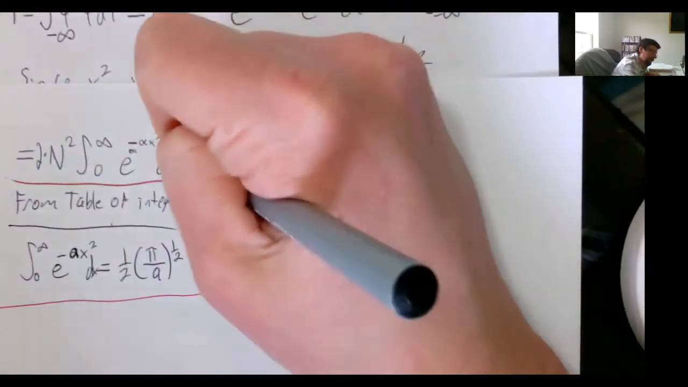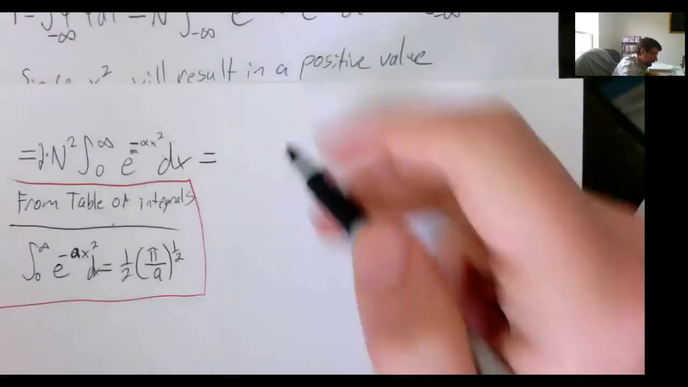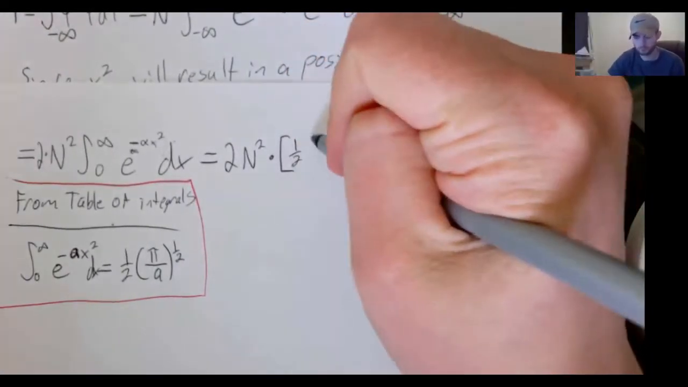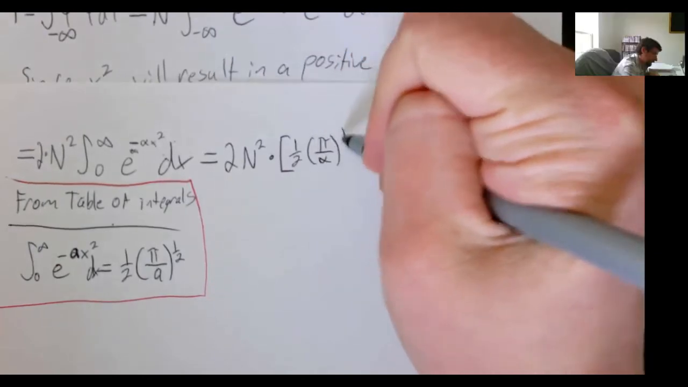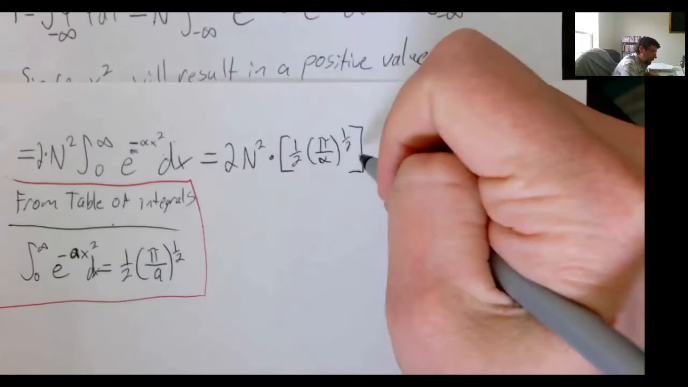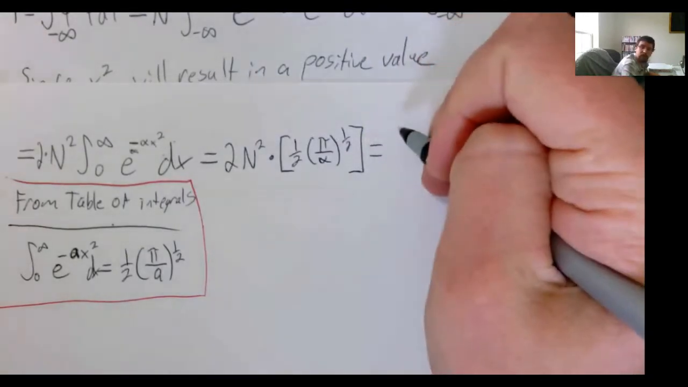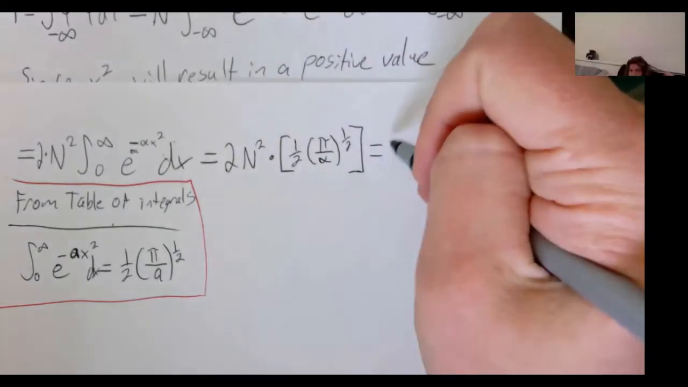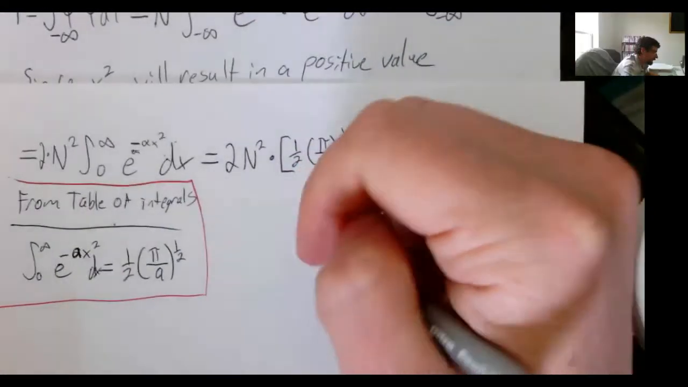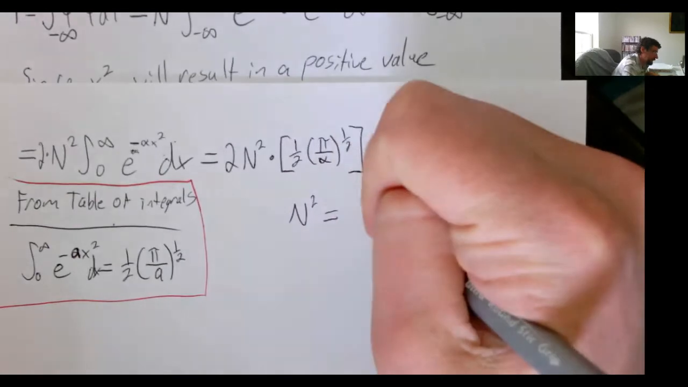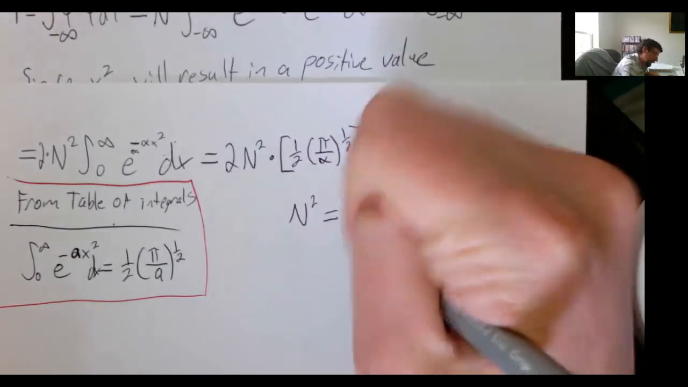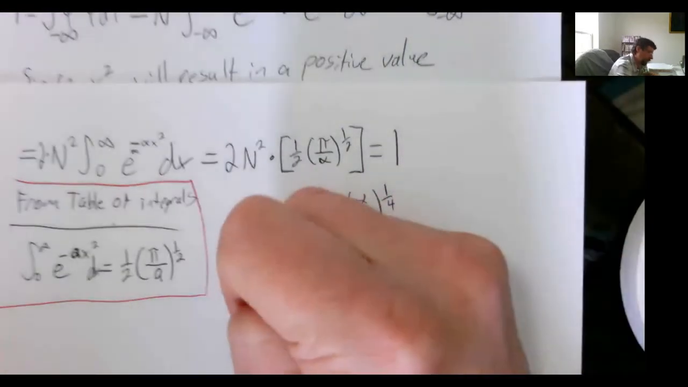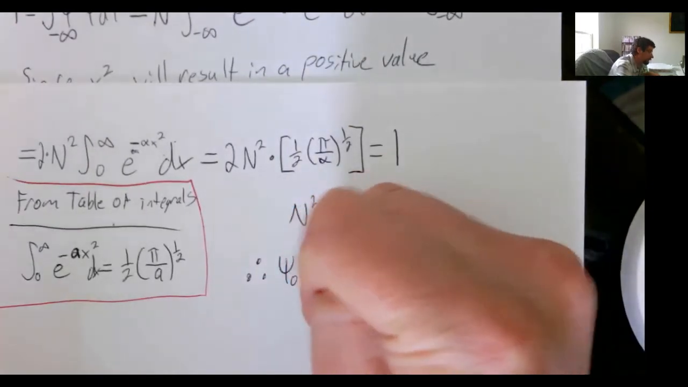So what are we going to get for this? We're still going to get 2n squared times 1/2 times pi over alpha to the 1/2. Now we know what this is all equal to. What's the value we set up in the beginning? 1. Now we have to solve for n. As we manipulate everything through, you'll find n is equal to alpha over pi raised to the 1/4. So therefore, what is our normalized wave function for psi 0?